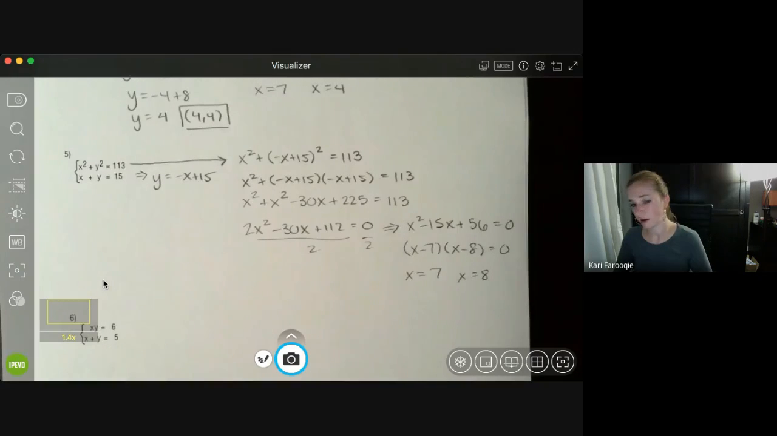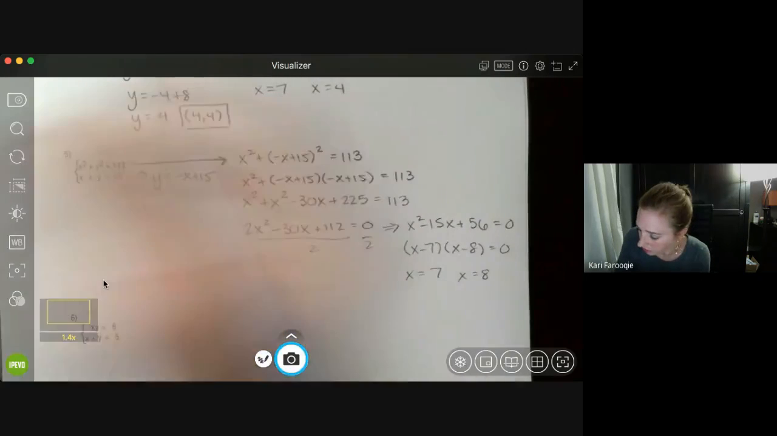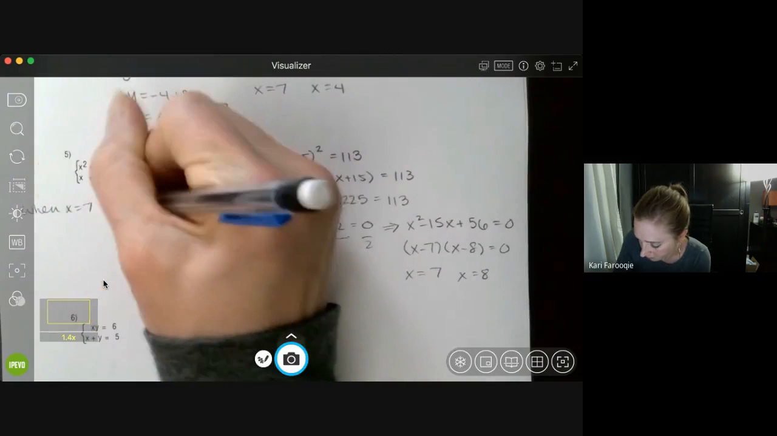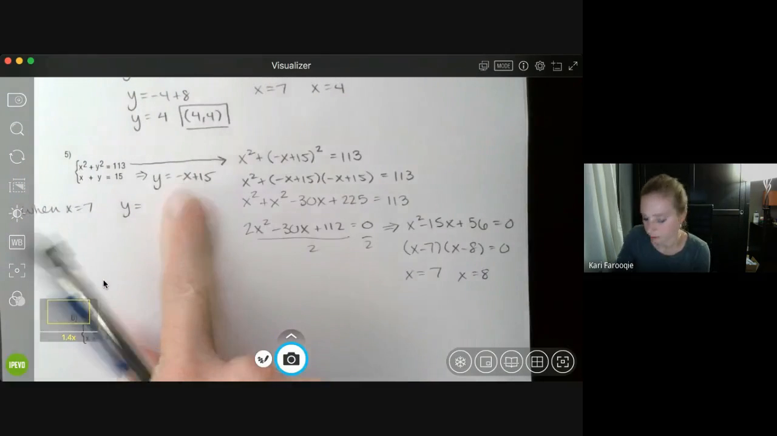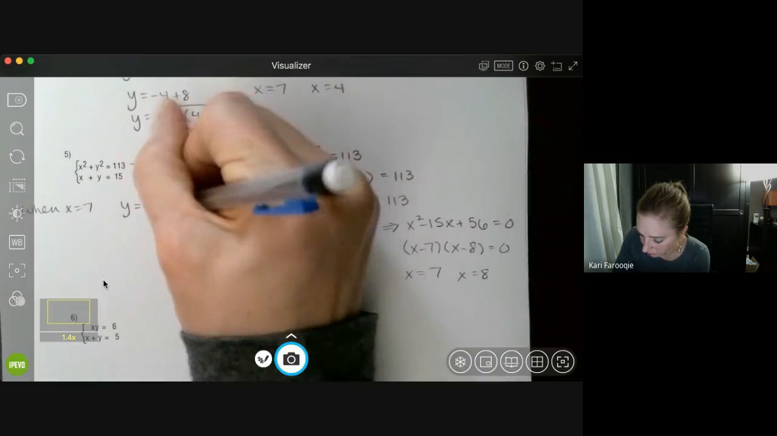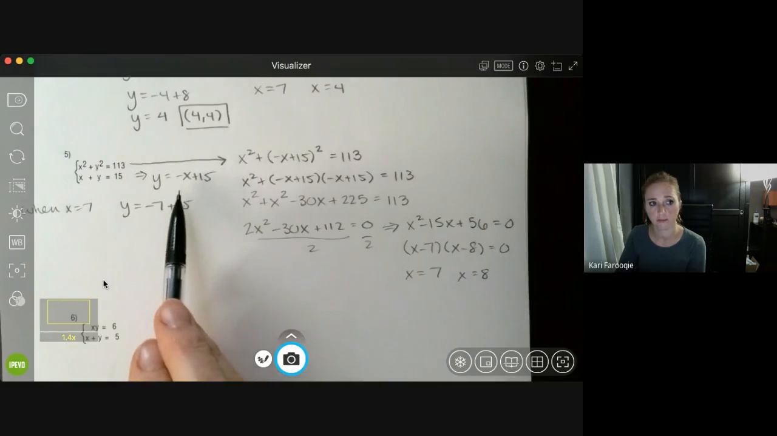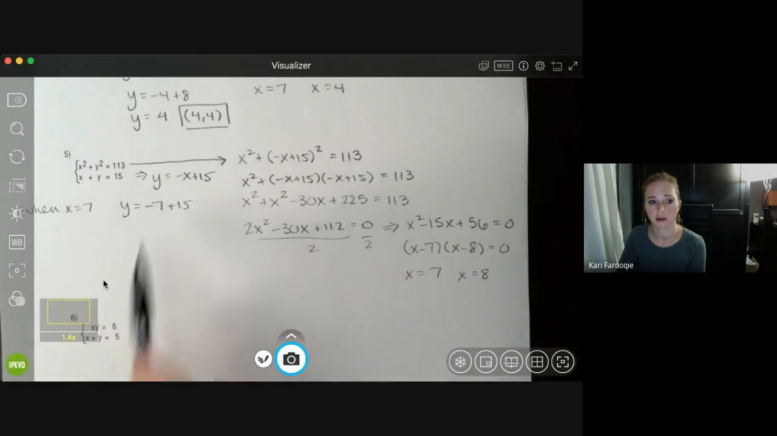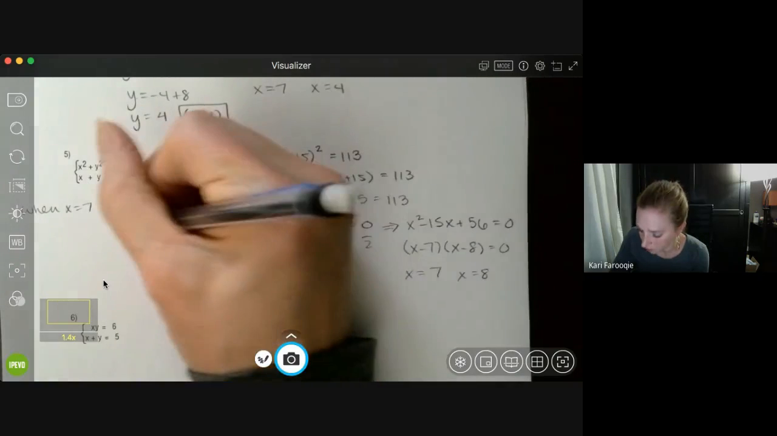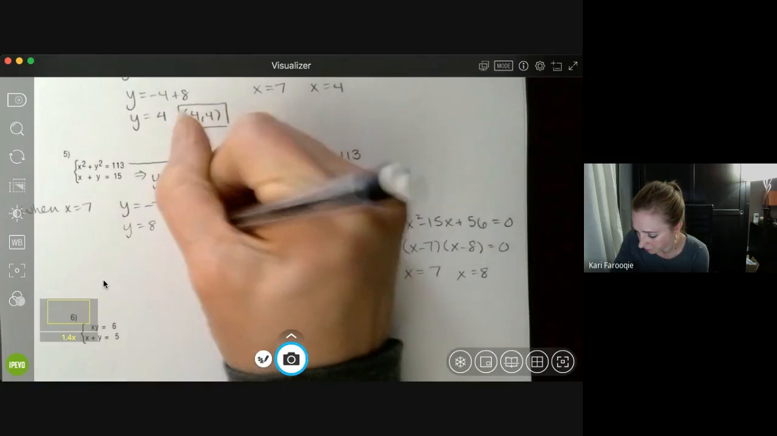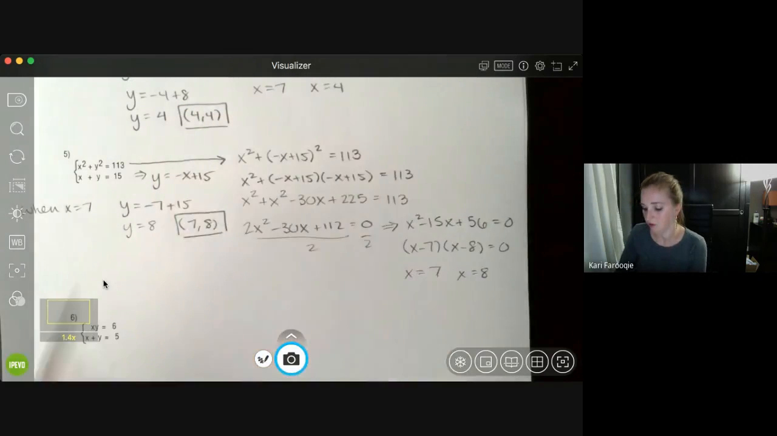All right, so we have an x equals 7 and an x equals 8. So we need to find the corresponding y value in each case. So let's look up when x equals 7, y equals negative 7 plus 15. So I'm just using this equation for y and then just popping in my value of x. We get y equals 8. So that gives you an ordered pair, 7, 8.